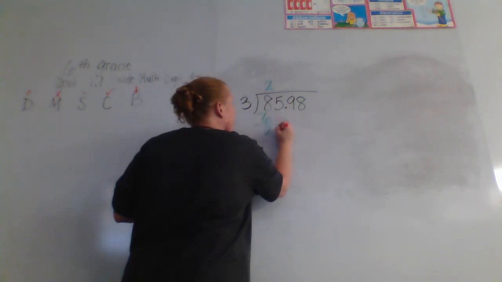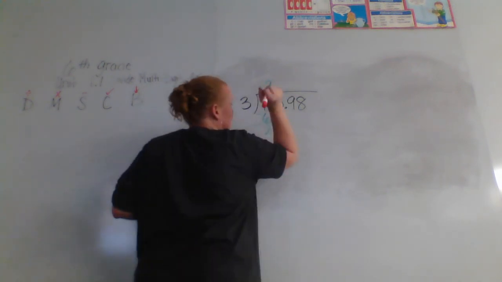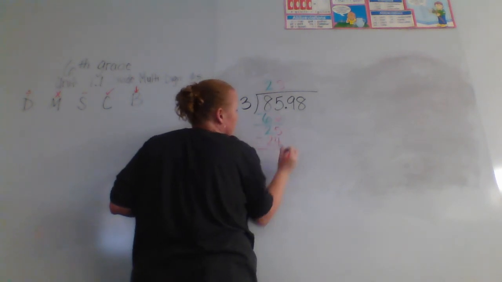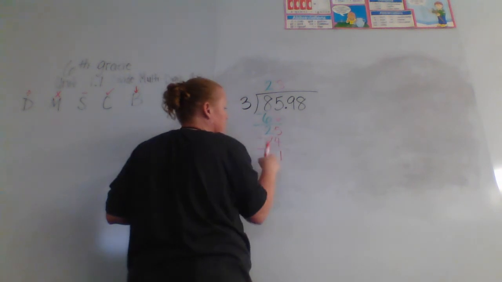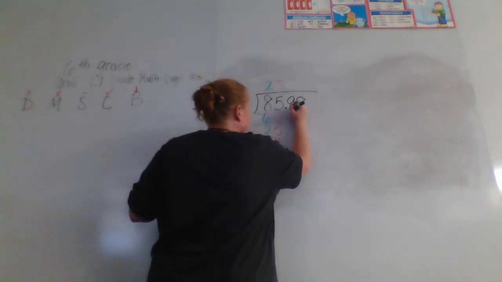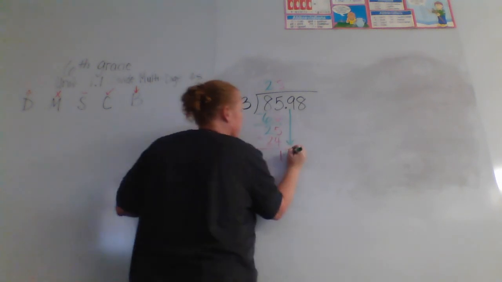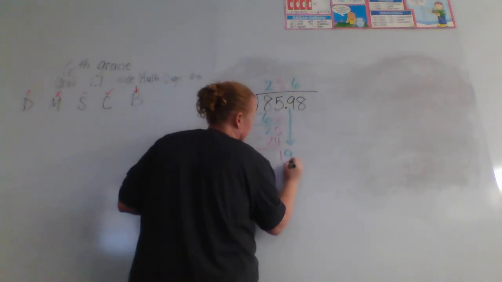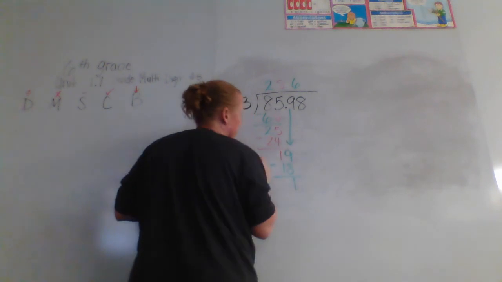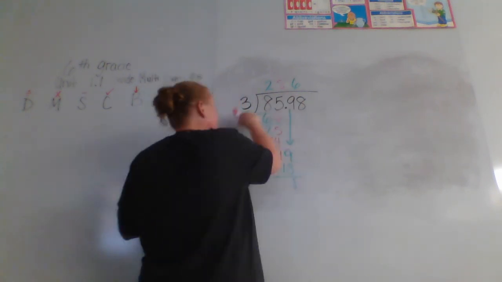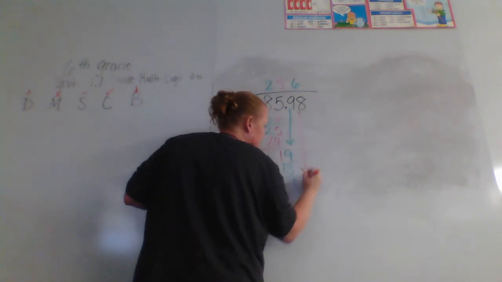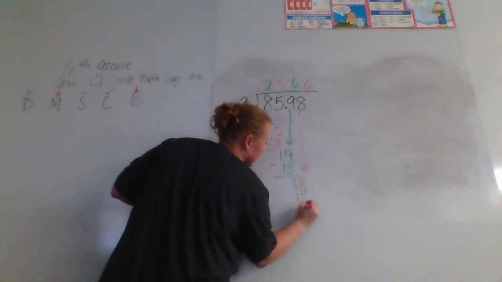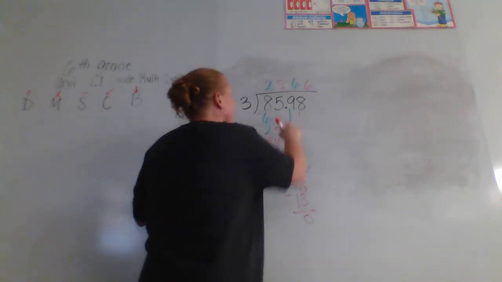Bring down our 5. 3 goes into 25 8 times, which is 24. Sorry, my brain has been on vacation for a while too. 5 minus 4 is 1. 2 minus 2 is nothing. So now I can bring down my 9, because 1 is smaller than 3. 3 goes into 19 6 times, which is 18. Subtract, get 1. And 1 is still smaller than 3, so I can bring down my 8. And 3 goes into 18 6 times, which is our 18. 0.